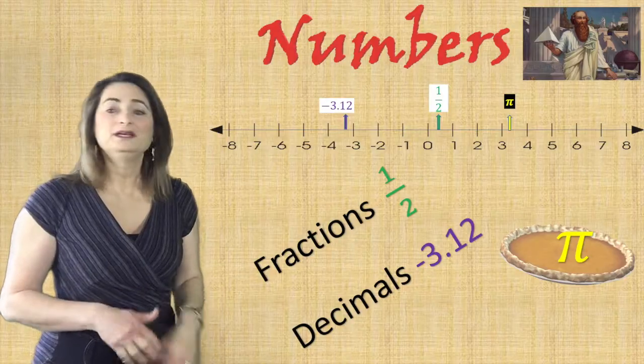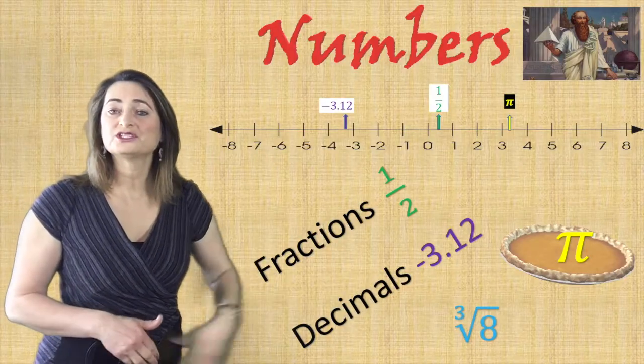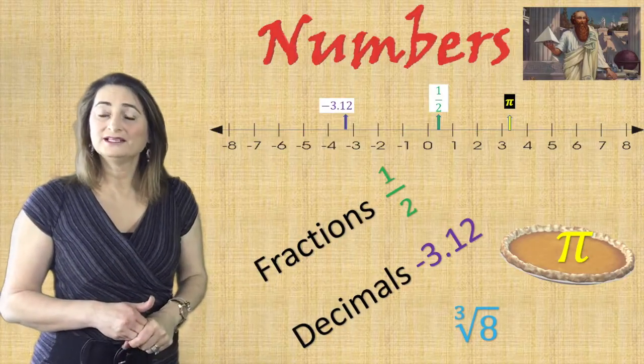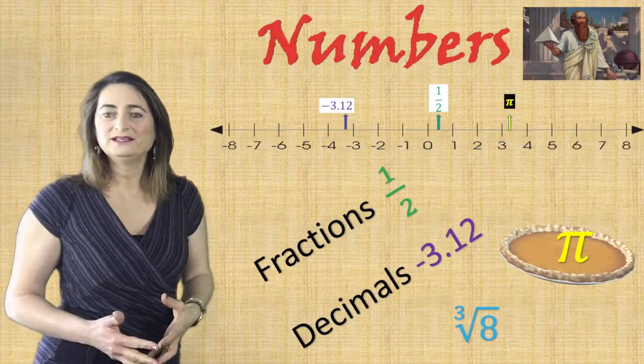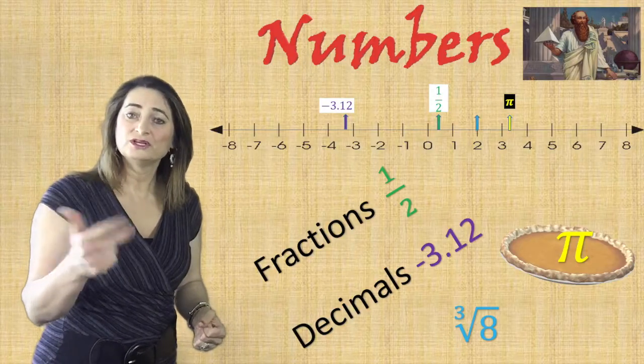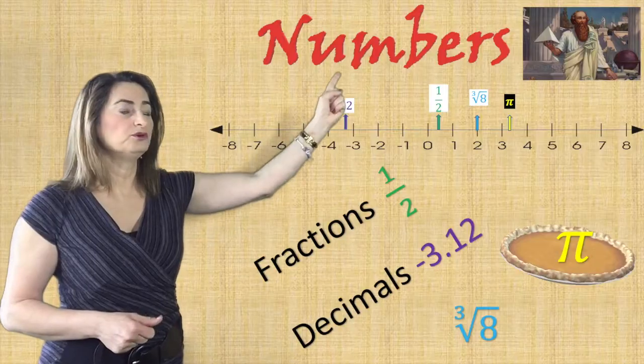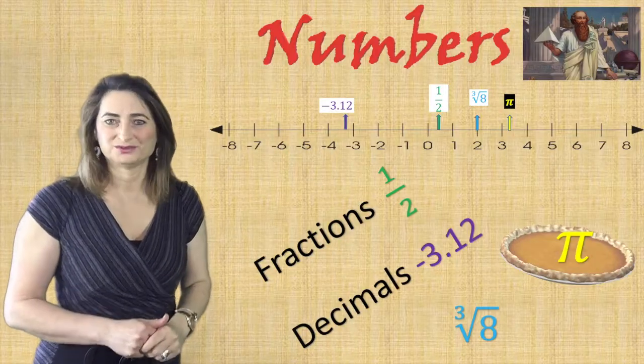Or it could be a square root or cube root, just like the cube root of 8. If I evaluate the cube root of 8, it's 2 times 2 times 2. So I know where to put the cube root of 8: right on 2.